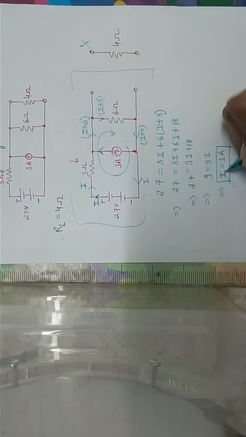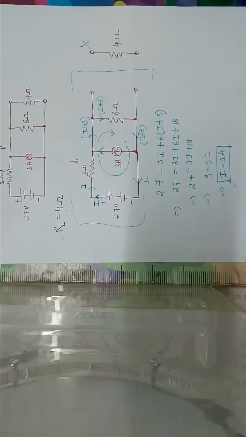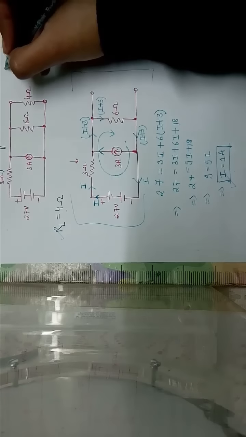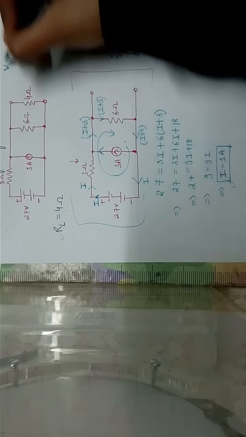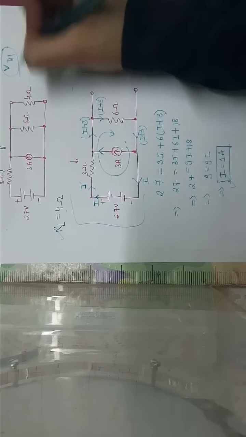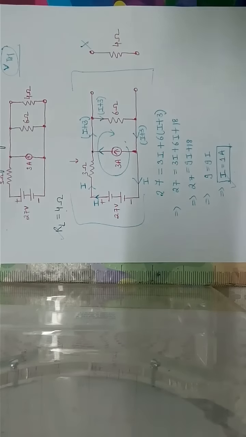Now, the second one. The third step is to determine VTH. What is VTH exactly? VTH is the Thevenin's voltage. Why do we call it Thevenin's voltage? Because this is Thevenin's theorem, so we call it VTH, the Thevenin's voltage. But the point is, what is it exactly?